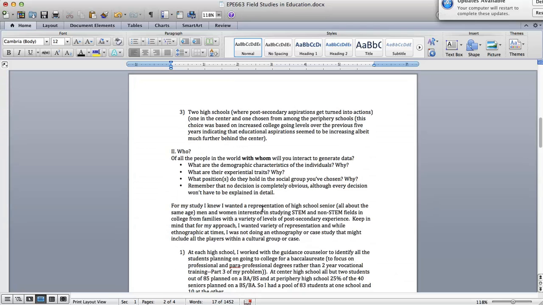So for my study, I had these two high schools, and I wanted to learn about college aspirations. So I wanted a representation of the seniors in this high school who were all about the same age, so I didn't have to worry about age. I wanted to talk to both men and women, and because the nature of the grant I was under was interested in the pursuit of STEM majors, I also wanted to talk to students who were interested in studying STEM fields and non-STEM fields when they got to college.